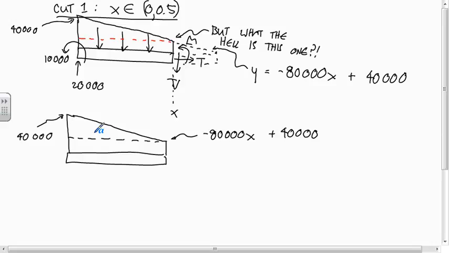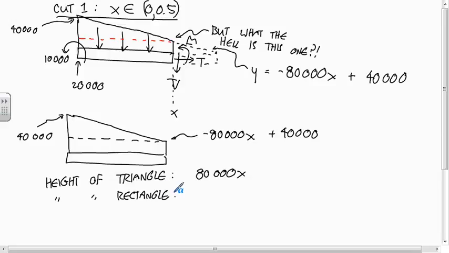And so there are two things we need to know. We need to know the height of the rectangle, and we need to know the height of the triangle on top of it. What's the height of the triangle? Or how would you calculate that? Well, it's just going to be this height minus this height, right? So what's 40,000 minus negative 80,000 x plus 40,000? It's just positive 80,000 x. And what's the height of the rectangle? Yeah, rectangle. Exactly. Yep, good. Minus 80,000 x plus 40,000.